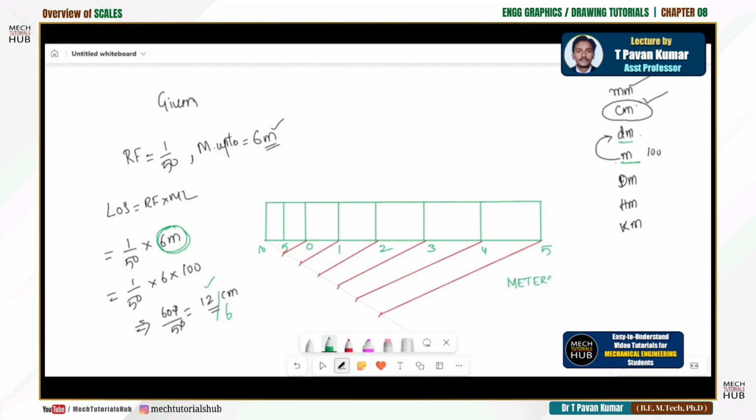Meters are placed to the right of the scale, and decimeters placed to the left, and RF is always placed in the middle, which is 1 by 50. Alright, now the divisions will be something like this. This I have one more, first division, second division somewhere, and so likewise you have to do. It will take time for me. So 0 1 2 3 4 5 6, sorry, 5 6 7 8 9 10. So likewise you have to divide.